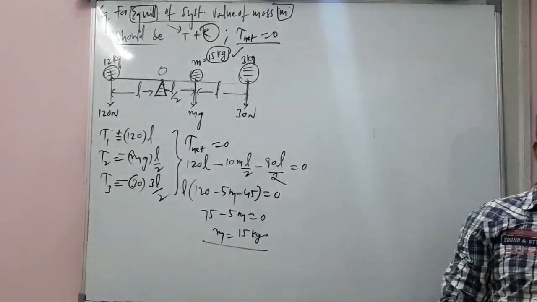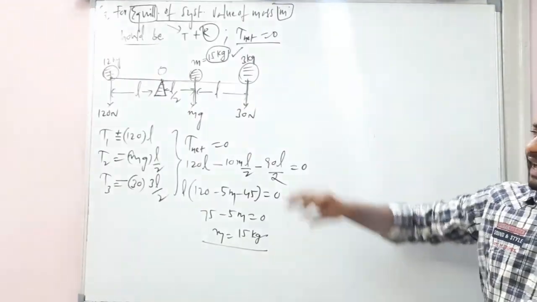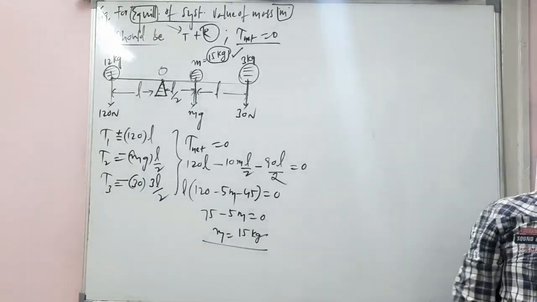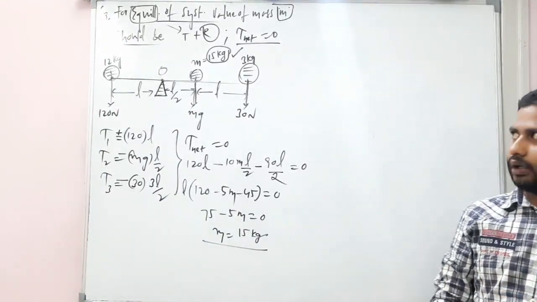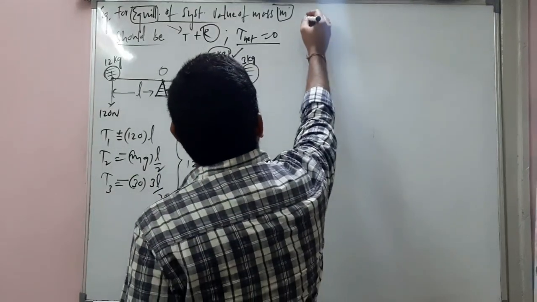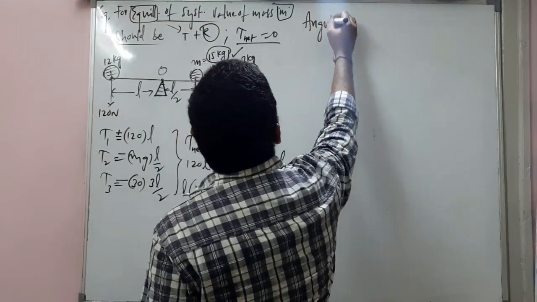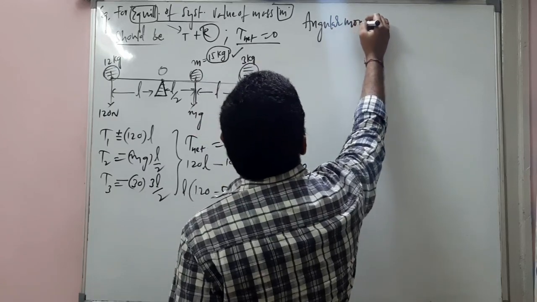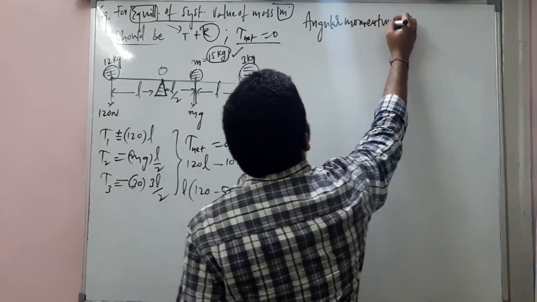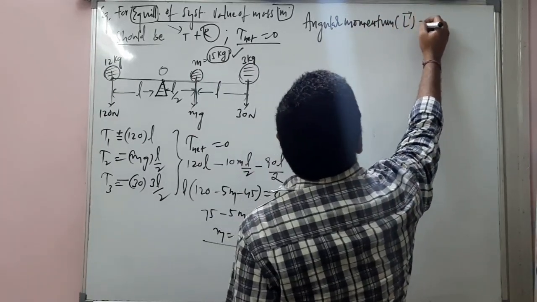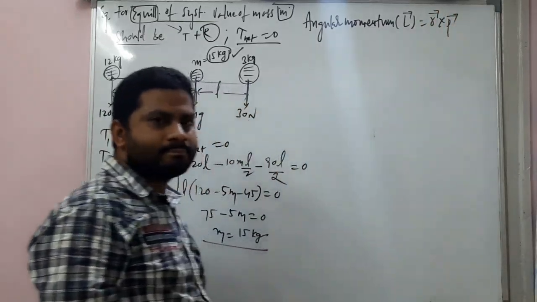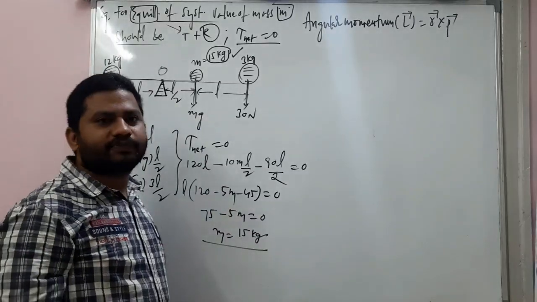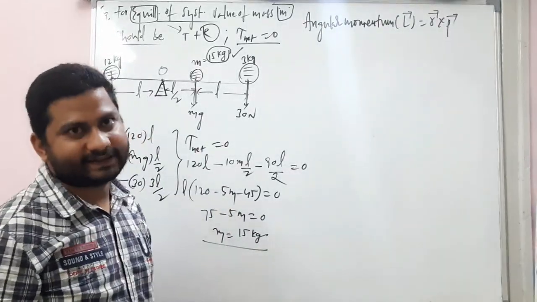So these questions also they can ask. This is the exact NEET level question, my dear students. Right? Now, there is a concept called angular momentum, denoted with the symbol L bar, which is equal to R bar cross P bar. Have a look at this.